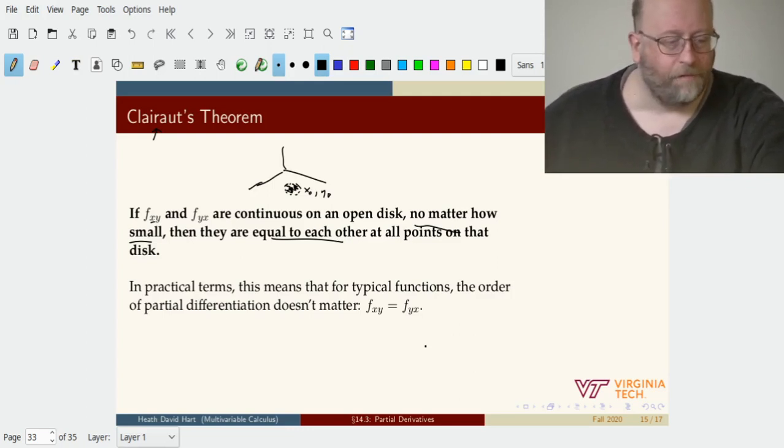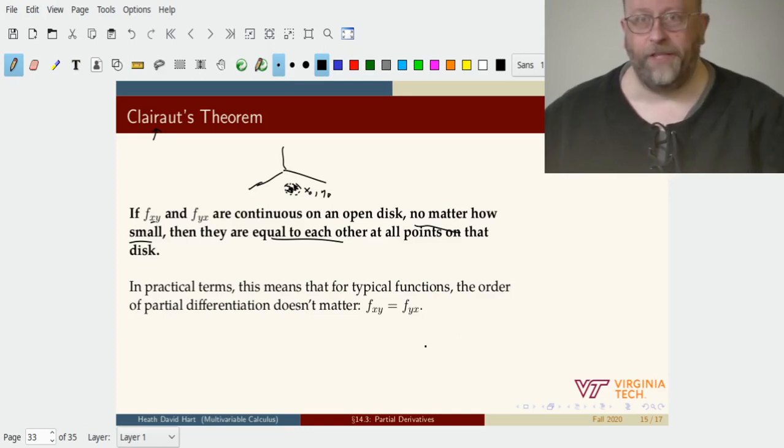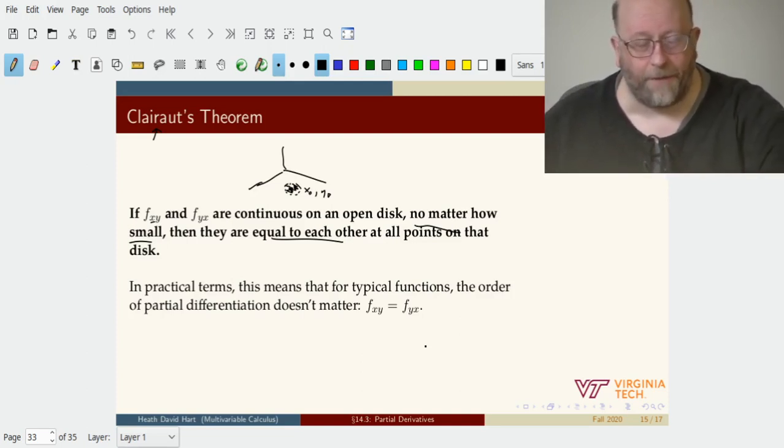Okay? So I would like to tell you this is a theorem that works in all cases. It doesn't work in all cases, but I don't think you have to worry about the exceptions. I'm going to move on.